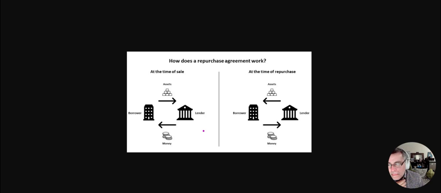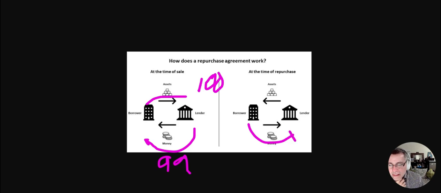And sometimes the repo is overnight, so it happens fairly quickly for small amounts of money. But when you're talking about trillions of dollars, that adds up. So on Monday, he turns over the assets, and let's say it's $100 worth of assets. And this lender, just to make it easy, will turn over $99 in cash. And then the next day, he's going to pay back the money and he's going to get the assets back.